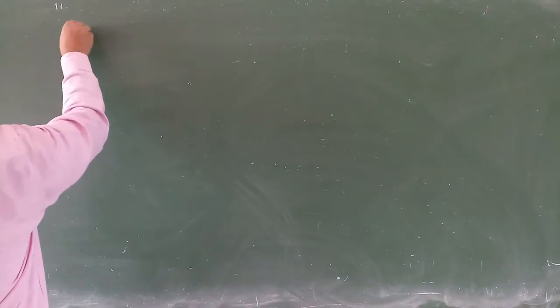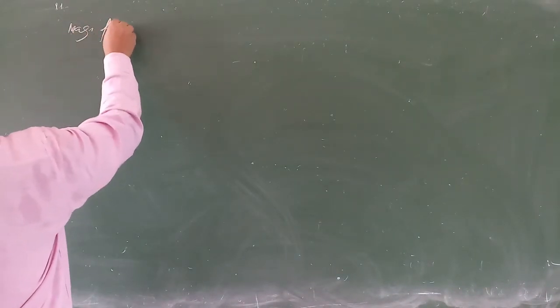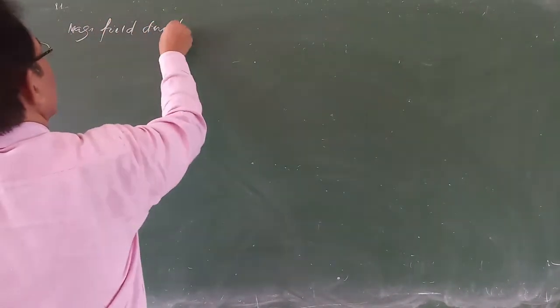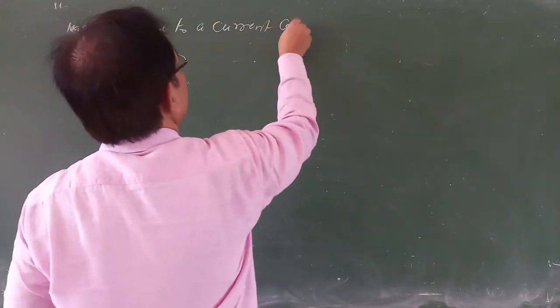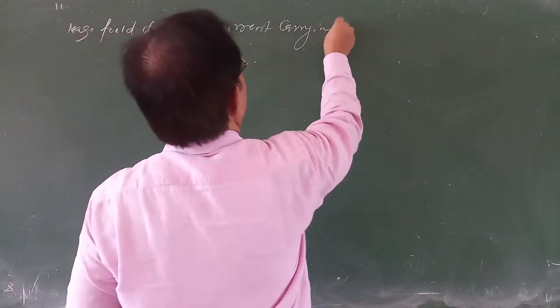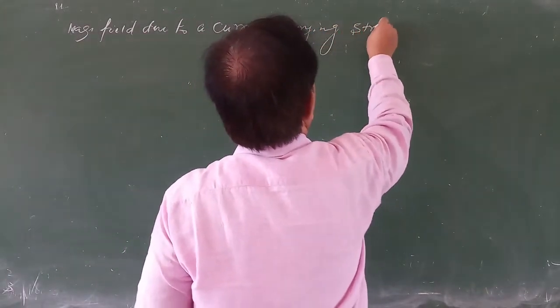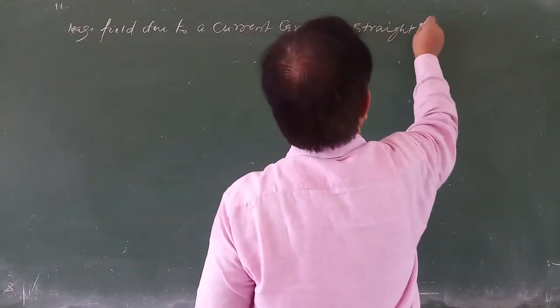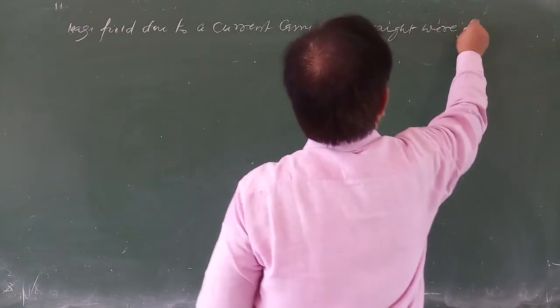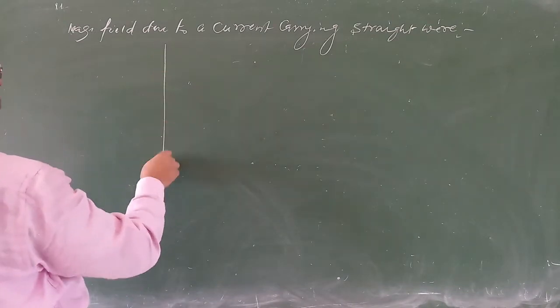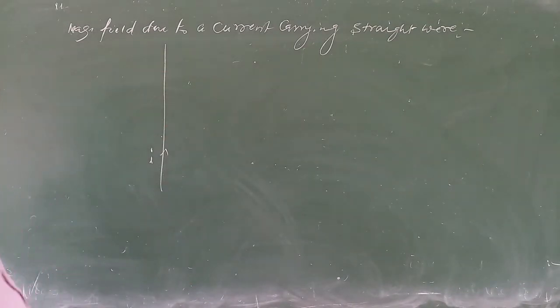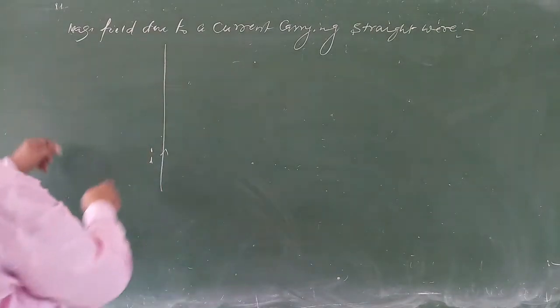Magnetic field due to a current carrying straight wire. Find the magnetic field in a current carrying straight wire. Suppose this is a current flowing through this straight wire, by using Ampere's circuital law.